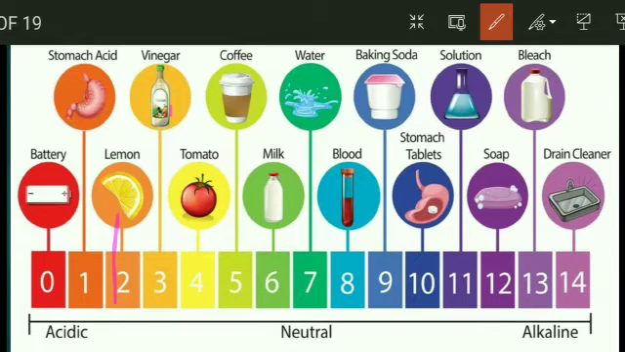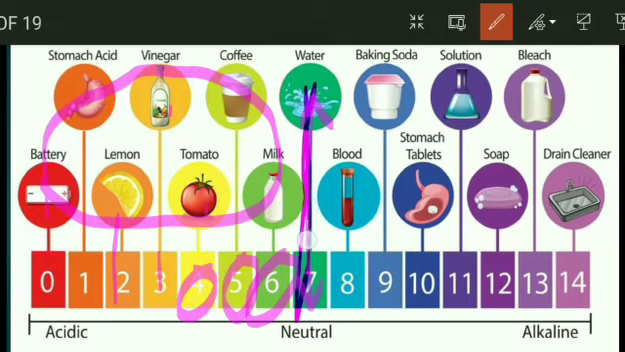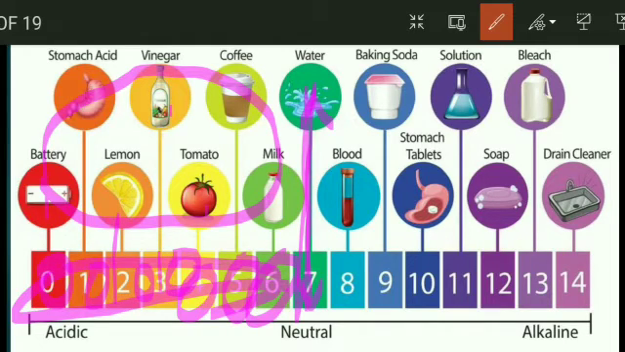On scale 2, vinegar, which we use in our cooking, is 3. Tomato is 4, and coffee is 5 on the scale. And milk is also acidic in nature, that is 6 on the scale. If it is pure water, that should be neutral, neither acidic nor basic in nature. See, all these items are acidic in nature. Everything before 7, or before neutral, is acidic in nature: 0, 1, 2, 3 up to 6, all are acidic.